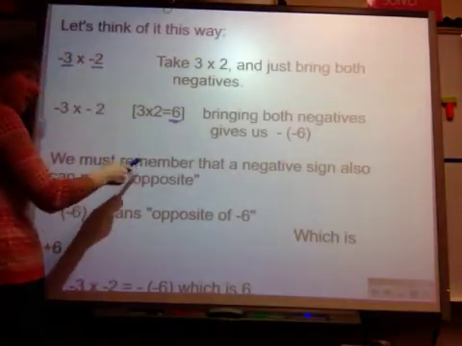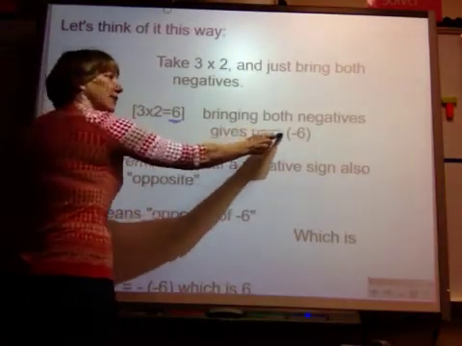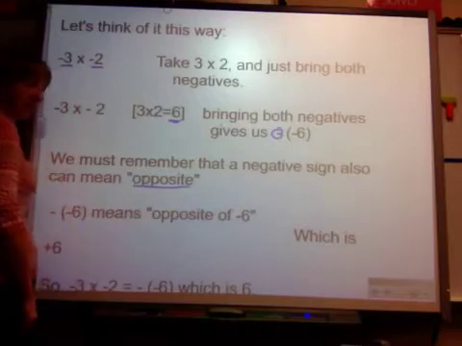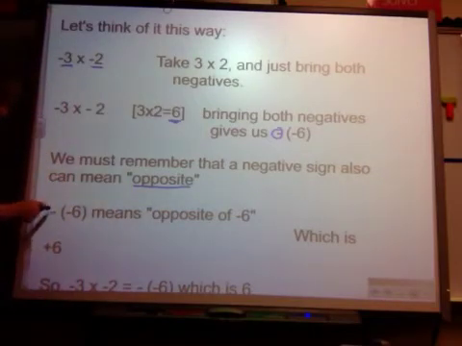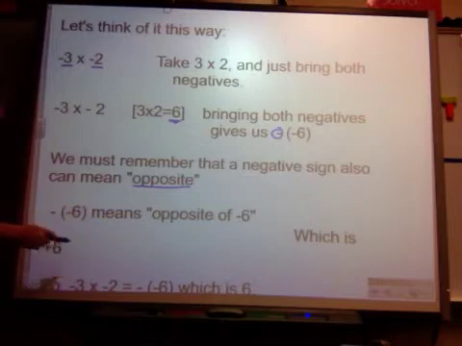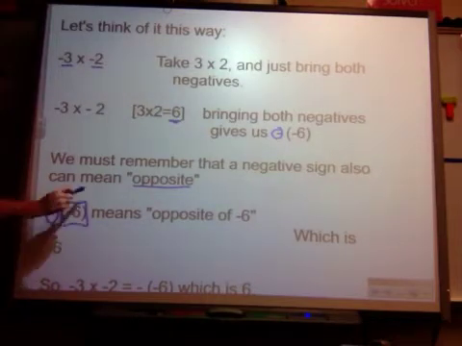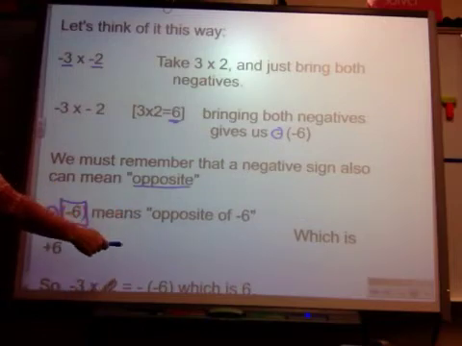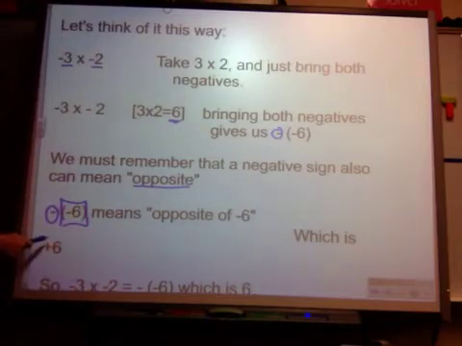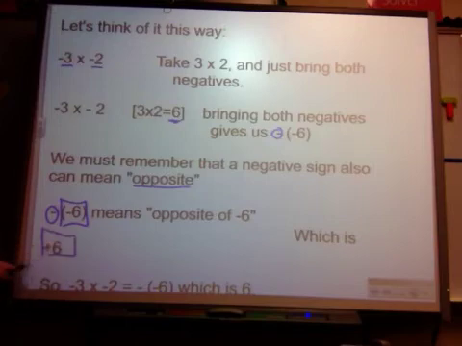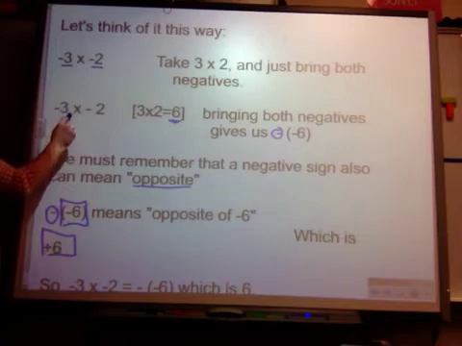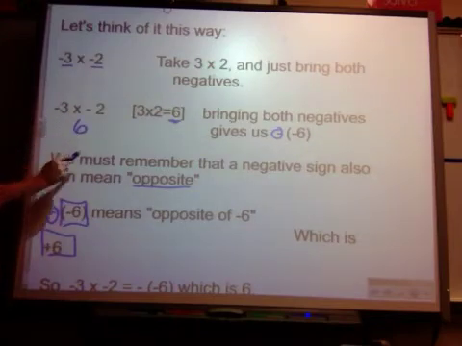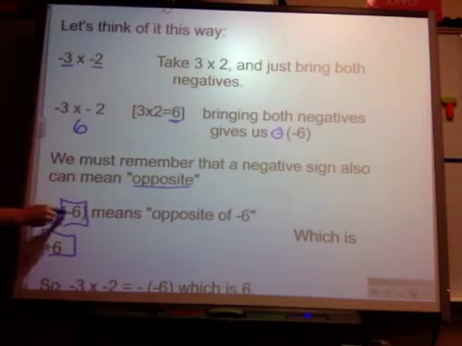kind of weird, but remember, a negative sign in the front can be read as the opposite. So basically, when I'm reading negative, -6, I can say it as the opposite of -6. Well, what's the opposite of -6? The opposite of -6 is 6. So therefore, -3 times -2 is +6 because it is the opposite of -6.